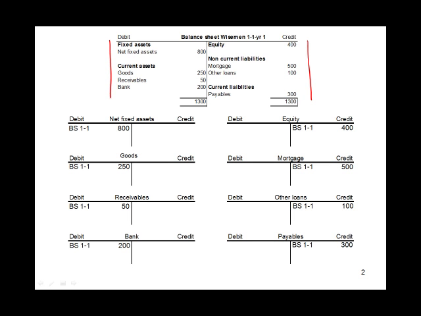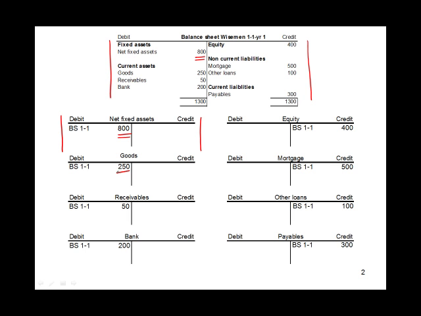For each account we find on the balance sheet, we create a so-called T account with on the left hand side, the debit side, the amounts we find on the debit side of the balance sheet, and on the right hand side the amounts we find on the right hand side or the credit side of the balance sheet. Now we open the T account net fixed assets on the debit side with 800. Why? Because we find 800 on the debit side on the balance sheet.